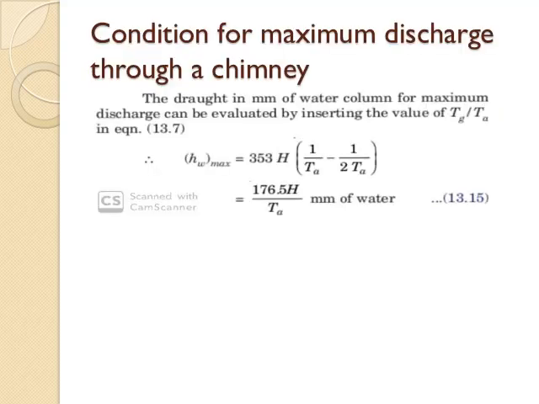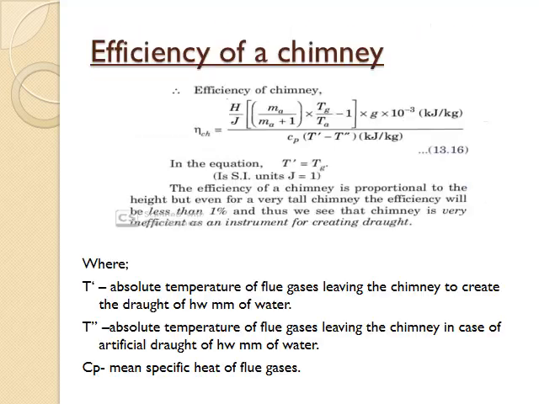Then condition for maximum discharge through a chimney. At what condition a chimney will give you a maximum discharge? That can be calculated by using this formula. At this pressure difference, H maximum, you will get a maximum discharge.